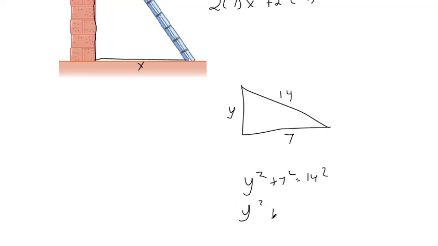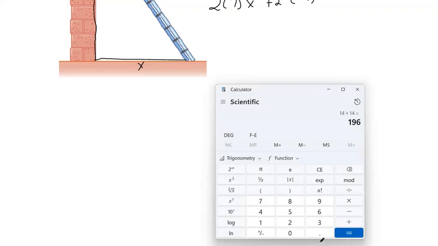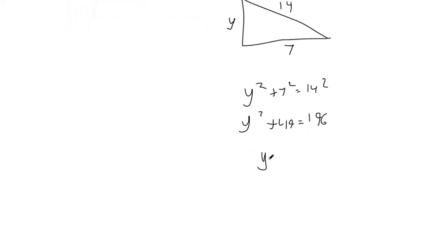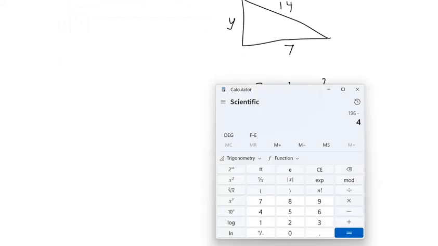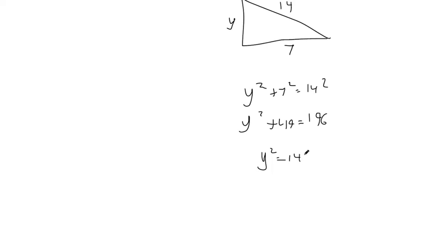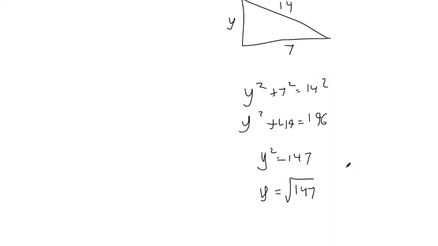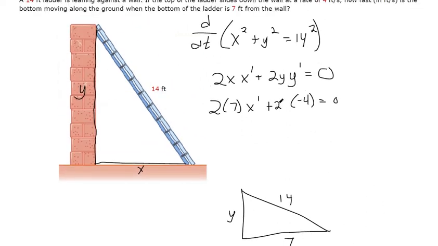That's plus 49. That's 14 squared, 196. So we can subtract 49 from both sides. That's 147. Then if we take a square root to solve for y, let's see if we can simplify that radical. Square root of 147, if I divide that by 9, no. 147 divided by not 16, not 25, maybe 49. Oh, so we can factor out a 49 from it. So that's 7 square roots of 3. So this number right here for y is 7 square roots of 3.